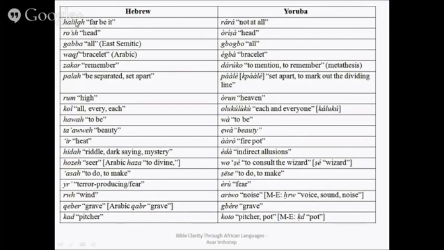But R's and L's interchange in language. They're known to morph into each other. Pala, be separated, set apart, is just pale in Yoruba, set apart, to mark out the dividing line. We can go down to hawa, to be, in Hebrew. It becomes wa, to be, in the Yoruba language. Ta'awe in Hebrew, beauty. Iwa, beauty in Yoruba. Where that H sound is in Hebrew, it's dropped in the Yoruba language.